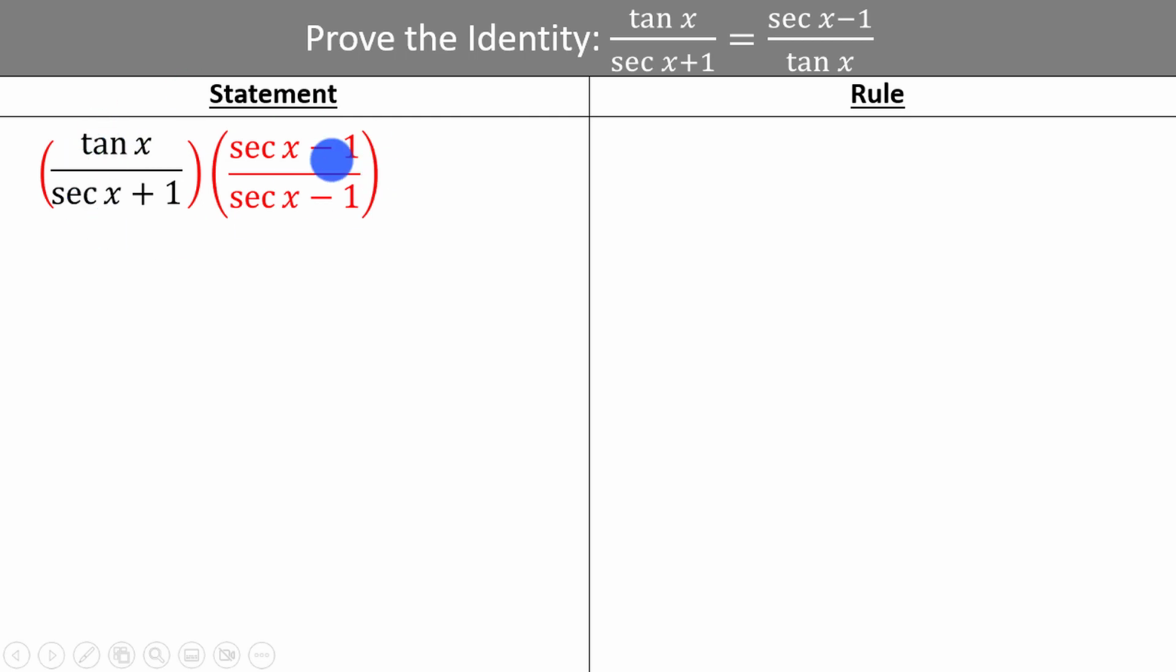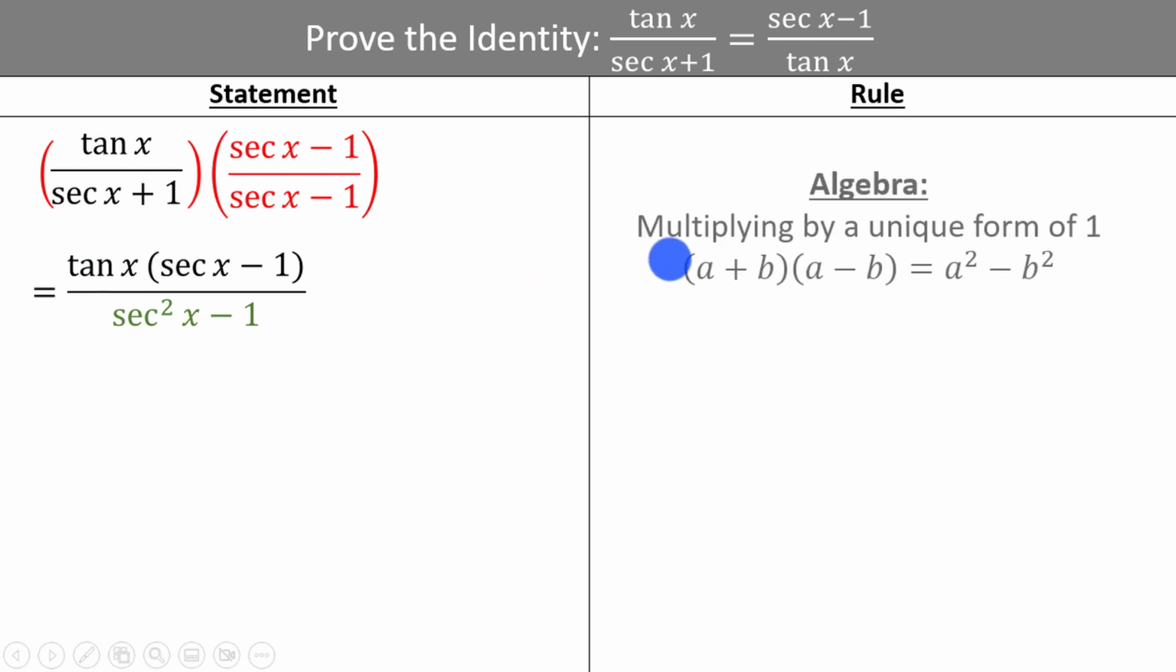So let's work this through so you can see what I mean. On the numerator, we will have tangent of x times secant of x minus 1. I'm not going to be distributing out the numerator. As I just mentioned, I'm probably going to be canceling a tangent in just a minute. We justify this step by algebra, multiplying by a unique form of 1 of secant of x minus 1 over itself, and then using the special rule for FOIL related to conjugates. A plus b times a minus b is equal to a squared minus b squared.